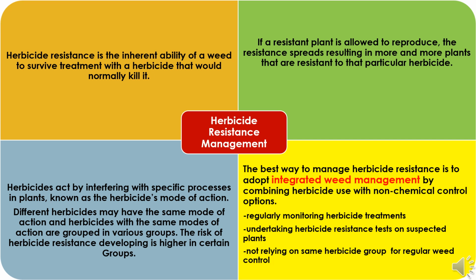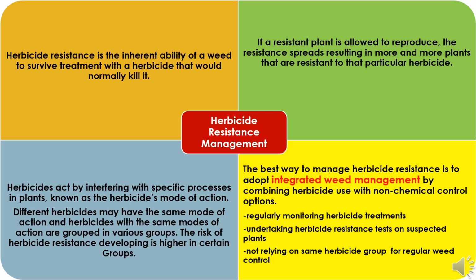Here to study more details about herbicide resistance. Herbicide resistance is the inherent ability of a plant to survive a herbicide. If a resistant plant is allowed to reproduce, the resistance spreads, resulting in more and more plants that are resistant to that particular herbicide. Once herbicide resistance occurs, it will persist indefinitely.